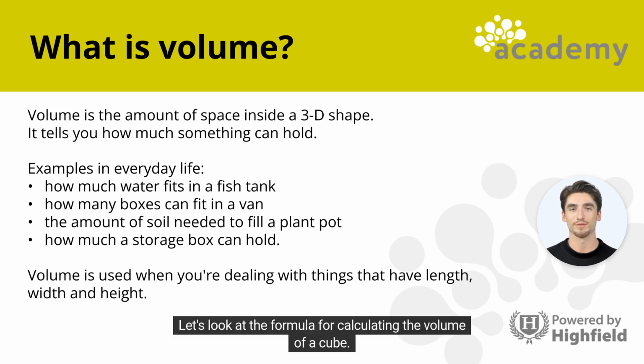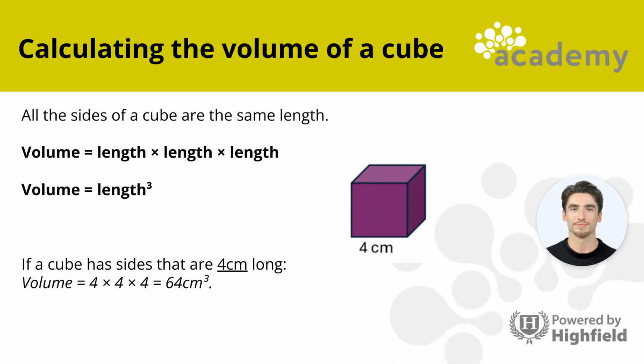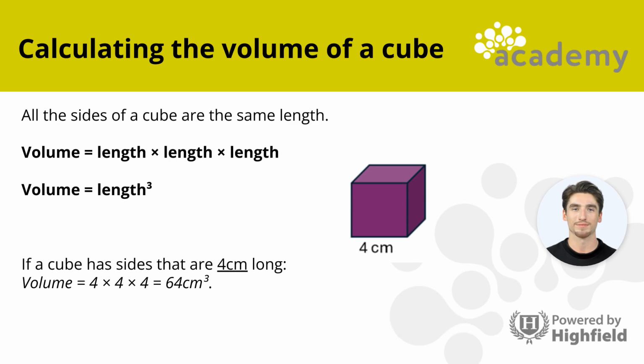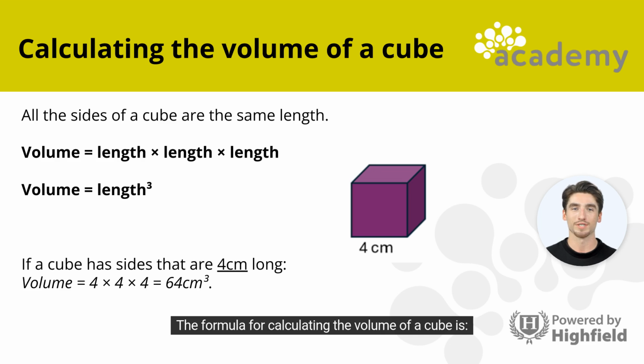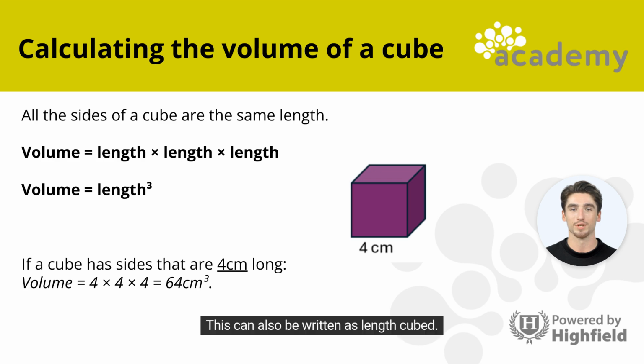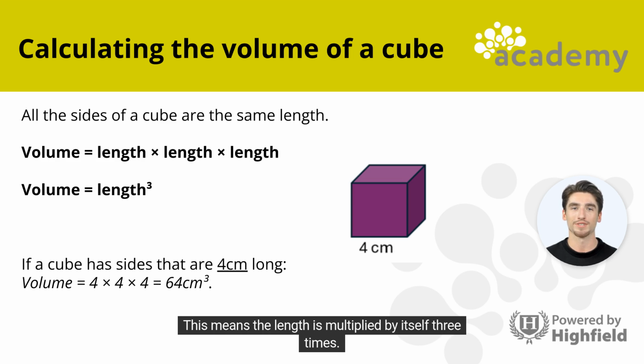Let's look at the formula for calculating the volume of a cube. We know that all the sides of a cube are the same length. The formula for calculating the volume of a cube is volume equals length multiplied by length multiplied by length. This can also be written as length cubed. This means the length is multiplied by itself 3 times.